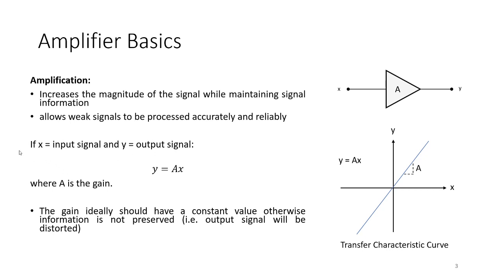The basic idea is if we have X as the input signal and Y as the output signal, you will get this relationship here: Y equals AX, where A is the gain. Looking at this graph, we have the transfer characteristic curve for Y equals AX. As you can see, it is a straight line. Ideally, the gain should have a constant value and have this kind of transfer characteristic curve. Otherwise, the information is not preserved, which means most likely that the output signal will be distorted or not have the same signal information as the input.